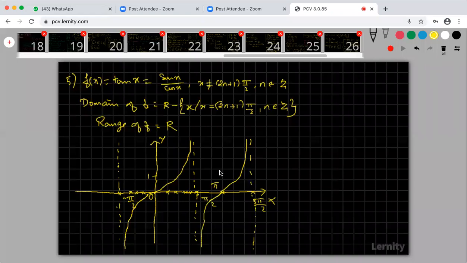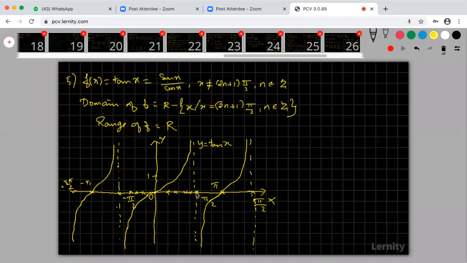Similarly, this side also. This is maybe minus pi. This is minus 3 pi by 2. Your curve is coming like that. So therefore this is your y equal to tan x graph.